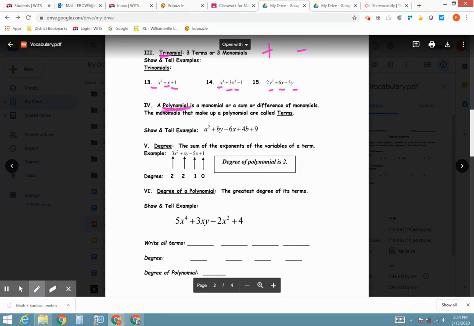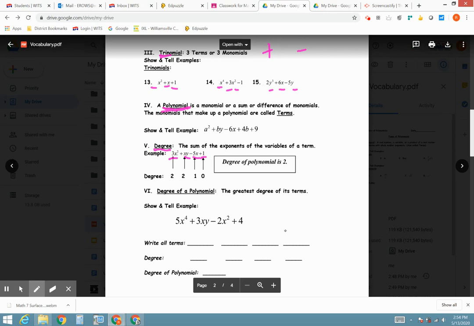Anything over that we tend just to say is a polynomial. So if it has 4 terms or 12 terms, we just call it a polynomial. Okay, so every polynomial has something we call a degree. The degree is the sum of the exponents of the variables of a term, a single term. So there's 1, 2, 3, 4 different terms here.